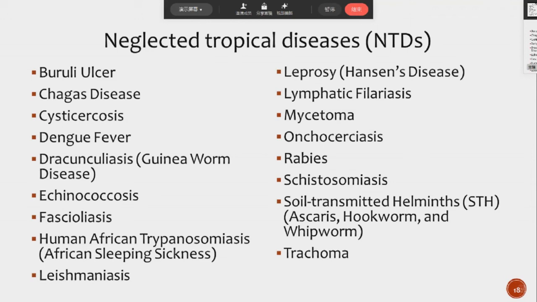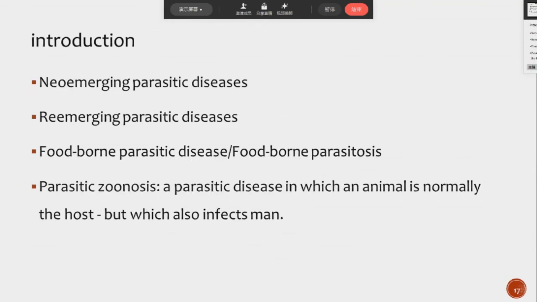virus, yes. This one, parasite. Trachoma, reddish eye, bacteria, one of the four specialized bacteria. So we can see that among the neglected tropical diseases, at least half or two-thirds belong to the parasitic diseases, yes? That is for the neglected tropical diseases.